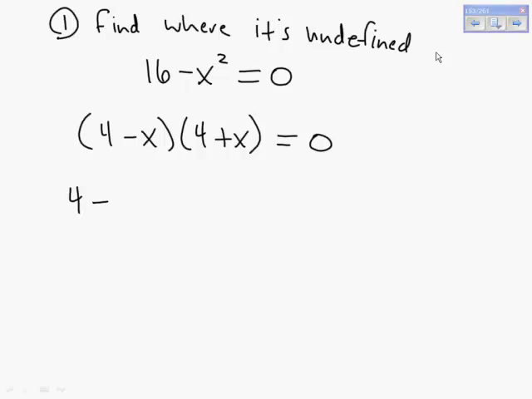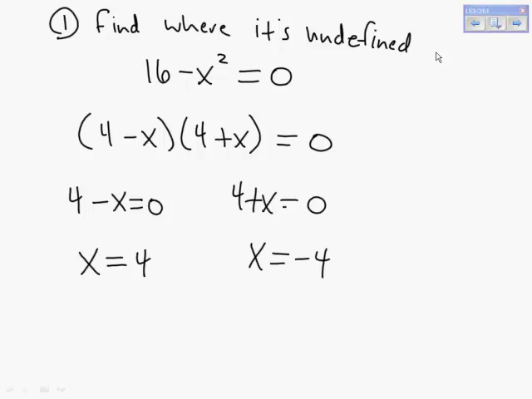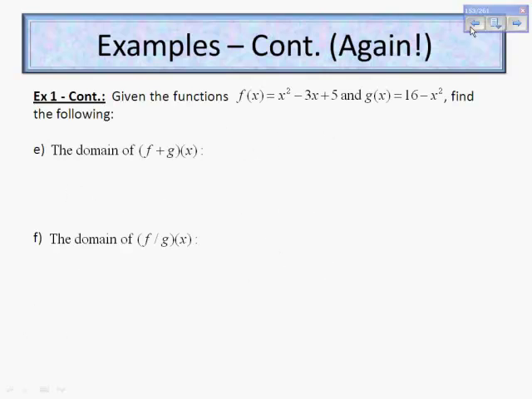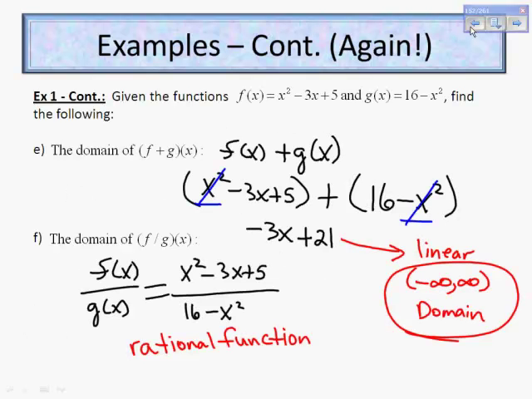So I know that either 4 minus x is equal to 0, and if you take a second to solve that, you'll get that x is equal to positive 4. And if you take 4 plus x and set that equal to 0, take a second to solve that, you get x is equal to negative 4. So that's the first step, I find out where it's undefined. The second thing I do is recognize that these numbers make my function back here undefined, those two numbers make f divided by g of x undefined. So I can't use those two values in my domain.